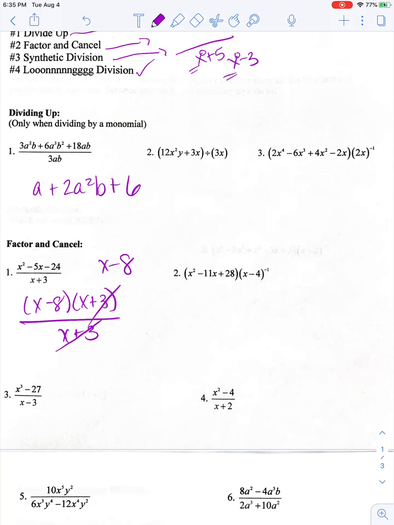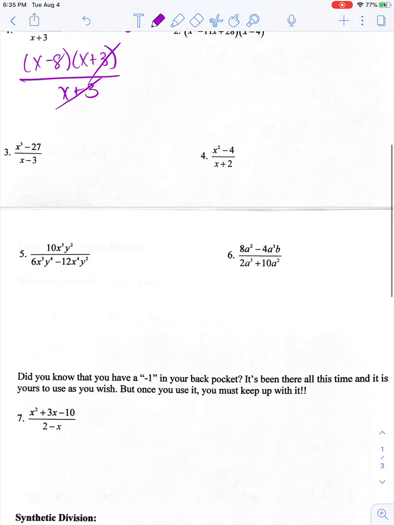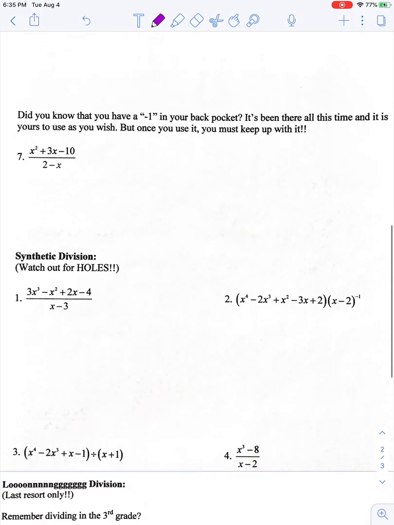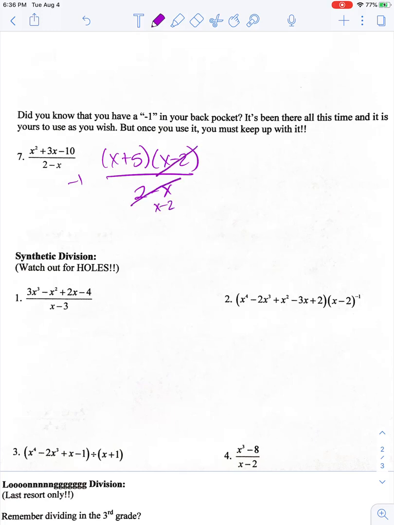Let's see. I don't think there's one. This one, number 7. When you factor the top, these 2 pieces really want to cancel, but you can't because they're backwards, but you can throw the -1 down, and that allows you to cancel them because it takes that 2 minus x and makes it an x minus 2. Just remember that that -1 is now a part of your answer. You can write it either way. It doesn't matter to me.